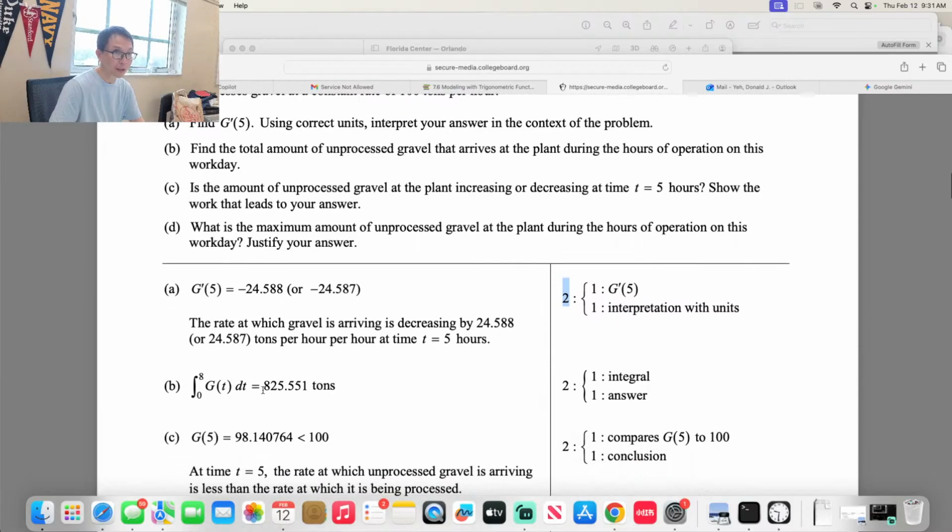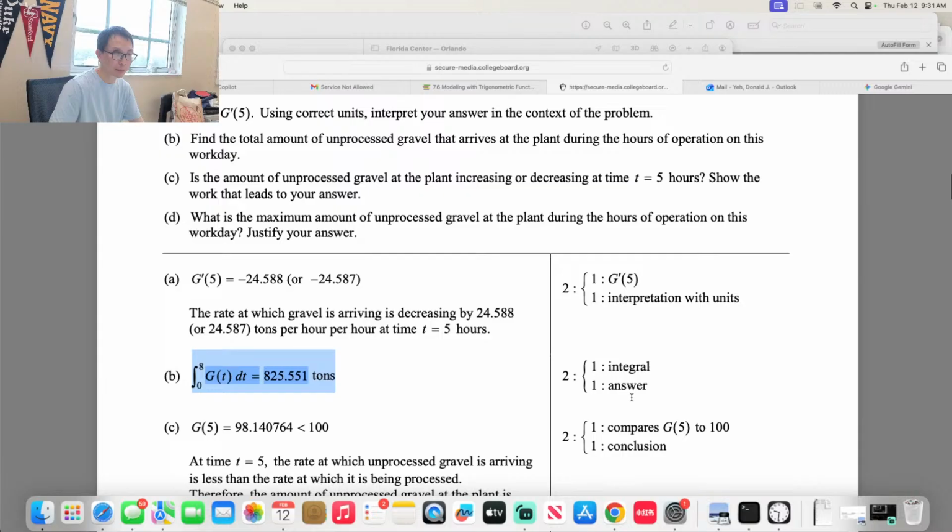The next thing was so easy. This is just integration from 0 to 8 of the 825.55. That's going to be the second point. So there's 2 points. Yes.